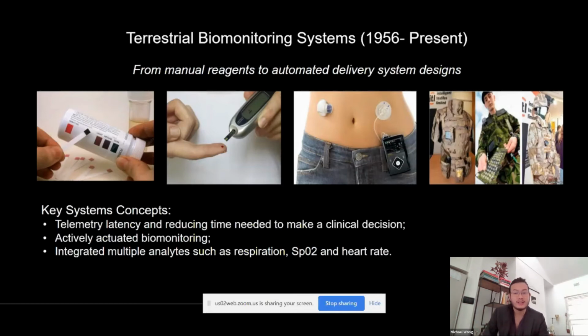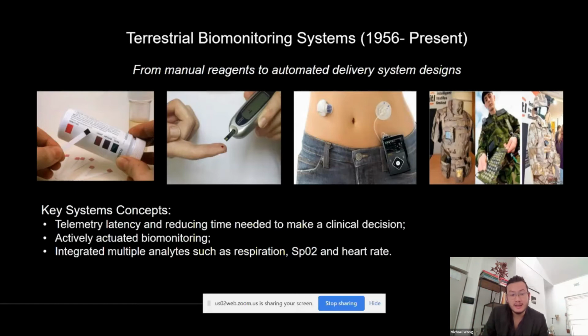And so the key system concepts we've seen, both in a terrestrial sense but also more recently in things like military applications, is that it is really important to reduce latency, how long it takes for a reading to get to a clinician, someone treating, someone monitoring, or even a system, in order to reduce the time needed to make clinical decisions, i.e. delivery of life-saving drugs or interventions.